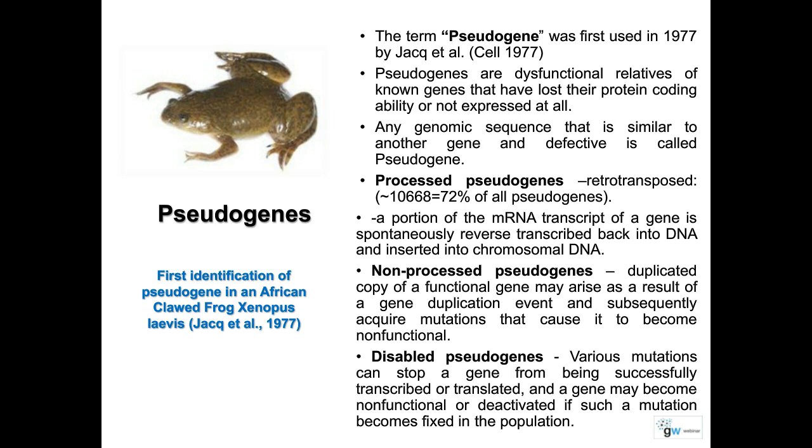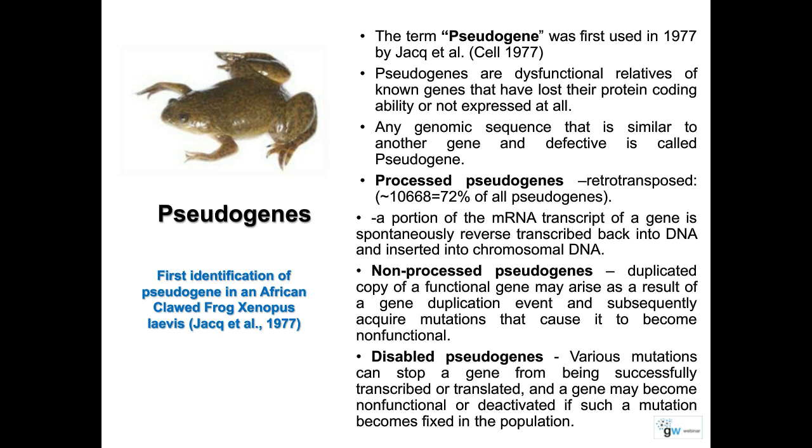Basically, pseudogenes are dysfunctional relatives of known genes that have lost their protein-coding ability or are not expressed at all. Essentially, pseudogenes are nothing but sequences derived from an already functioning gene. The sequence similarity will be quite identical, but with a few mutations and other changes, which I will describe in more detail in the subsequent slides. So any genomic sequence that is similar to another gene and defective, meaning that it is not functional or not expressed, is called a pseudogene.